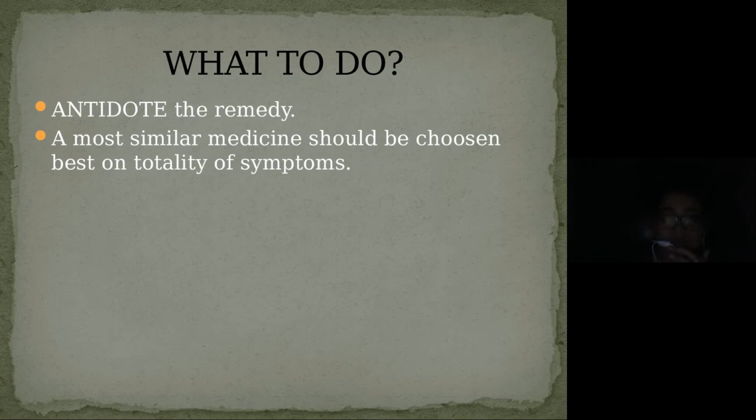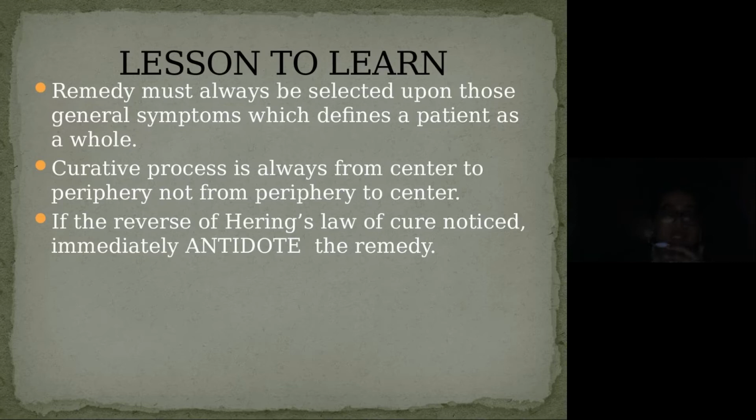The lesson to learn: remedy must always be selected upon the general symptoms which define a patient as a whole. So we cannot just choose any medicine based on the particulars of the case. We have to choose the remedy based on the general symptoms which describe the patient as a whole. His mental generals, his constitution, his physical generals, his general modalities, his desires, avoidances, all these things make a patient as a whole. So we have to choose the remedy based on the general symptoms as well as the particulars, but not only upon the particulars.